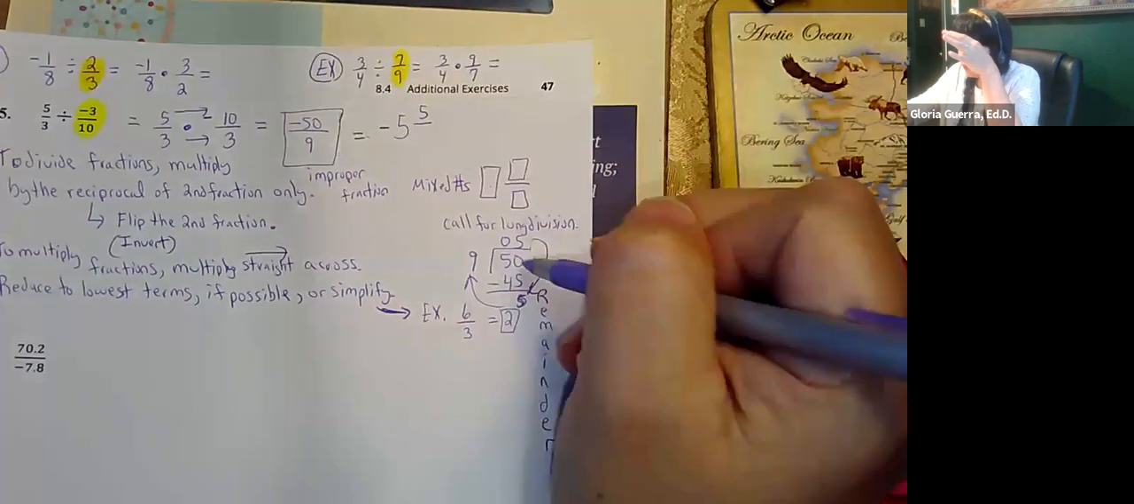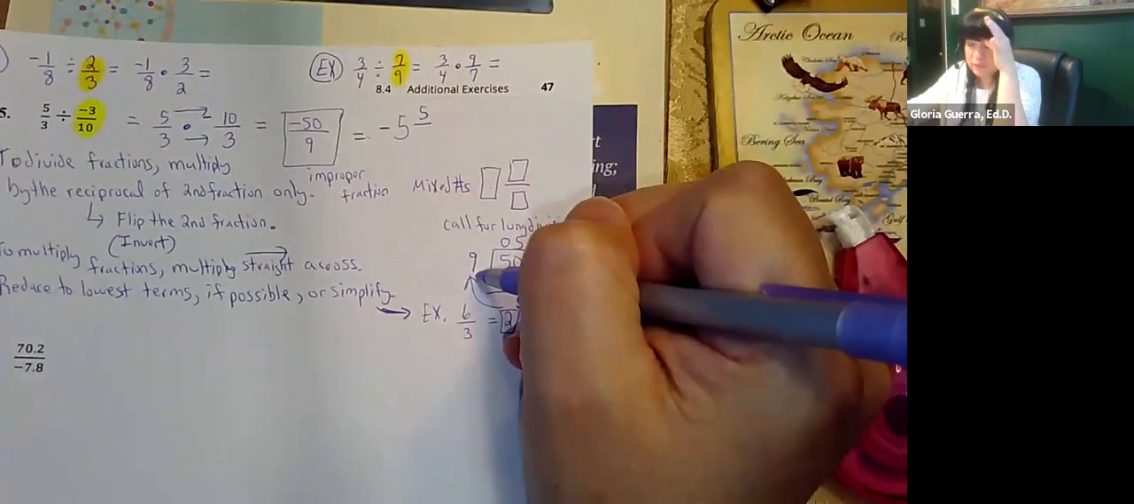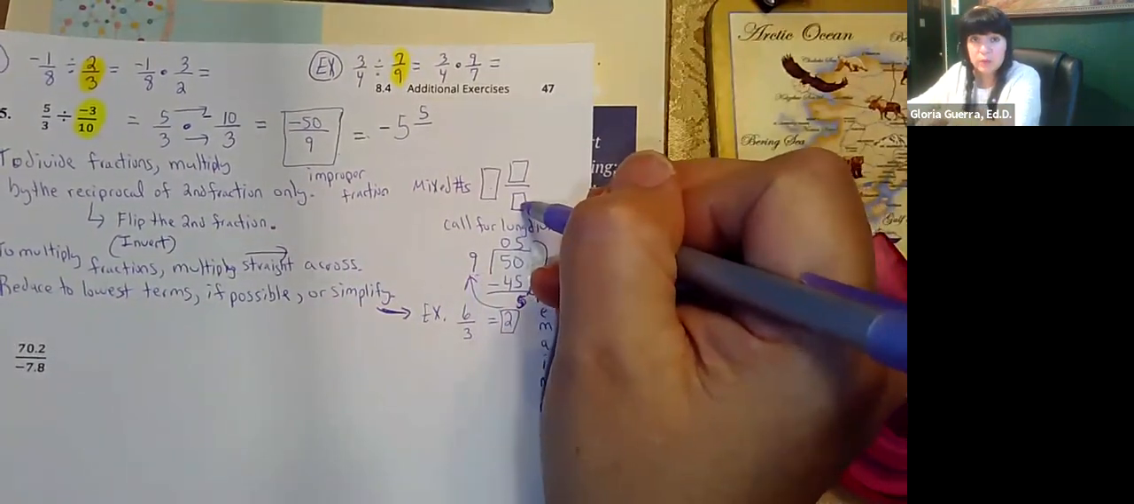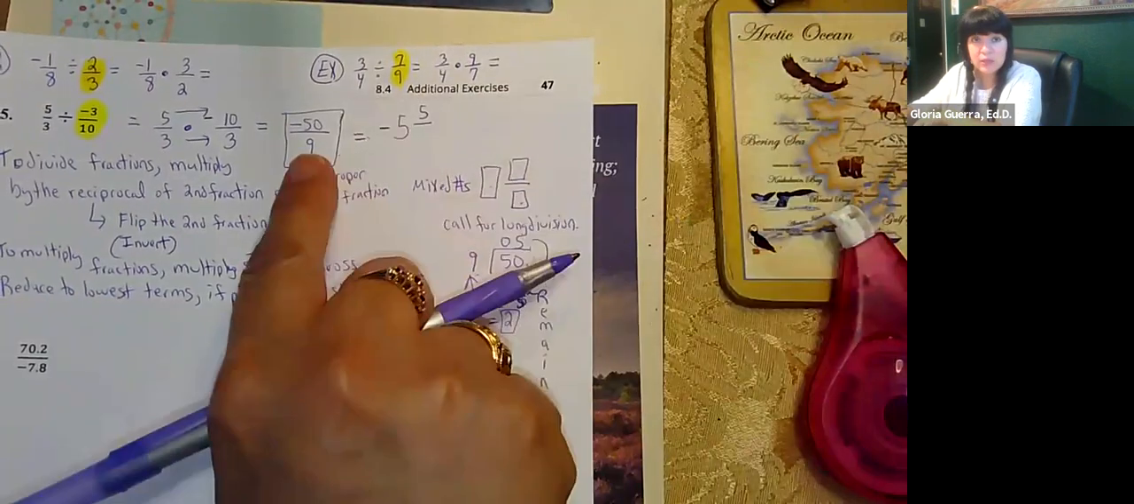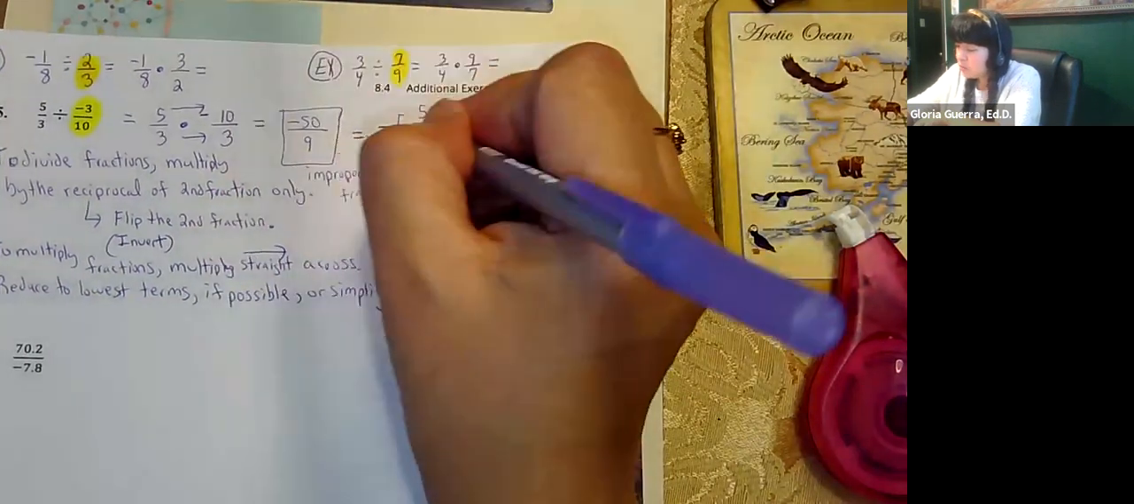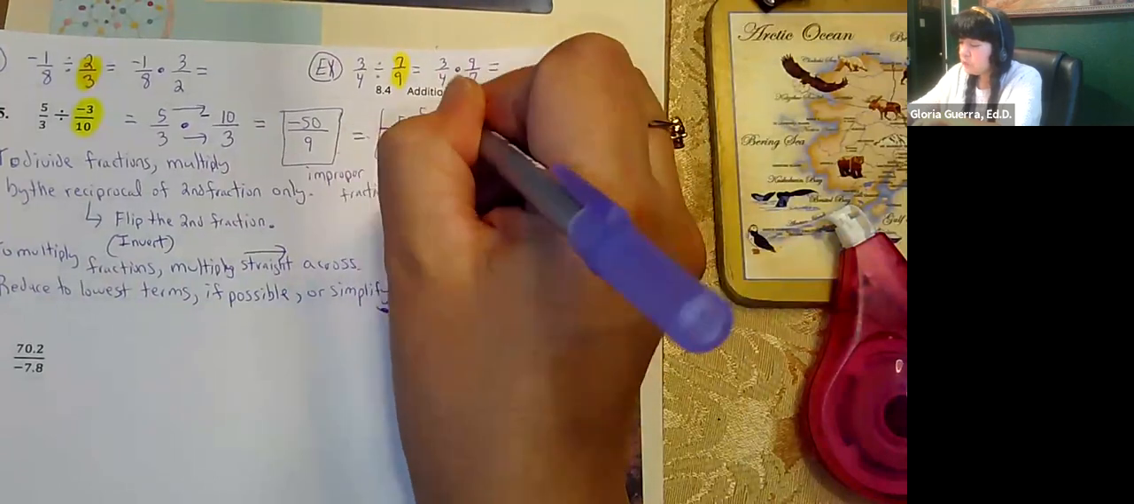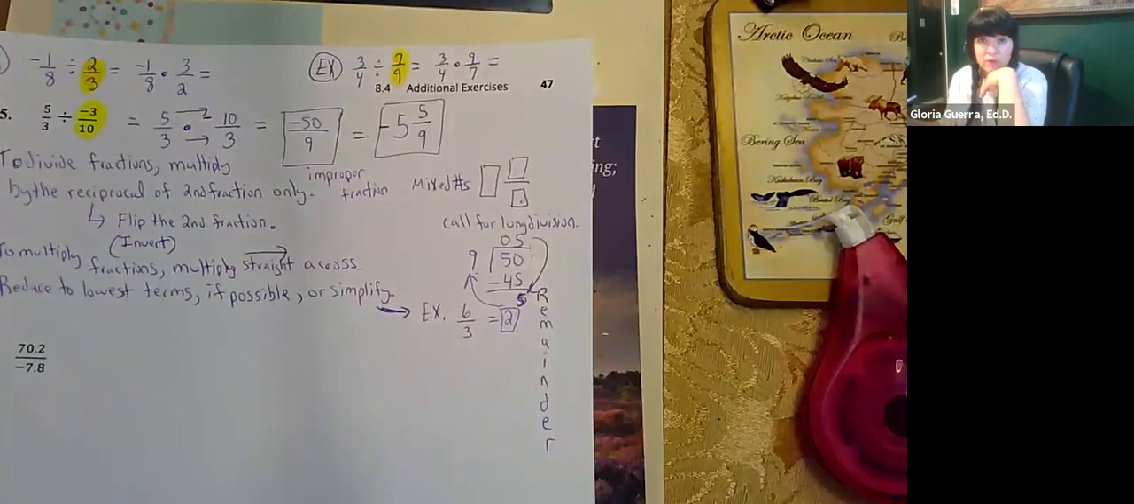And then it goes clockwise. So last you have 9. 9 goes here. So see, that doesn't change. Your 9 is here. Your denominator usually doesn't change. So that's negative 5 and 5 ninths.